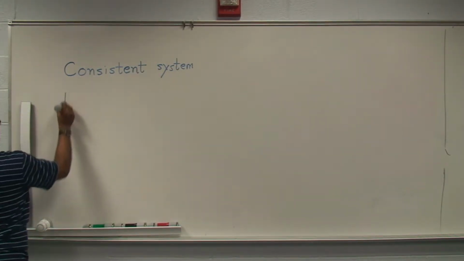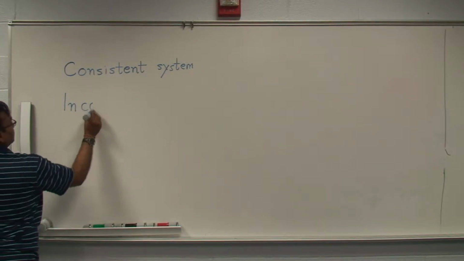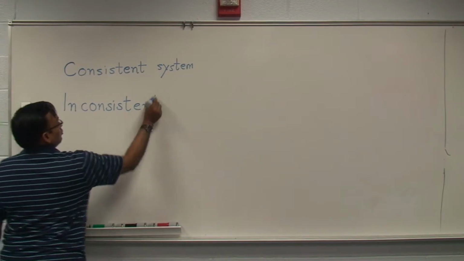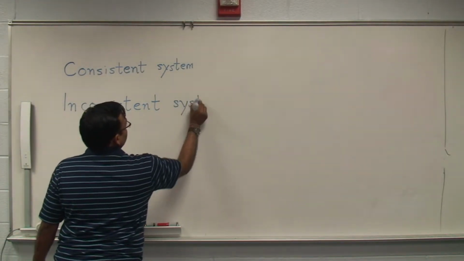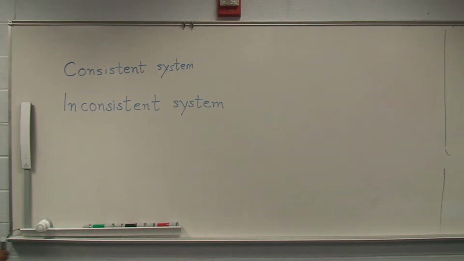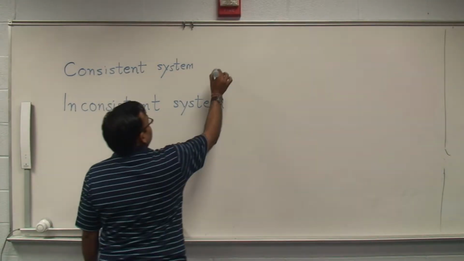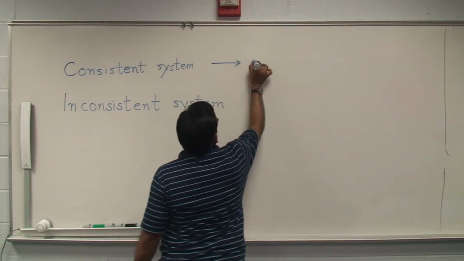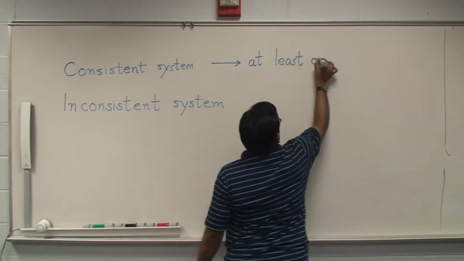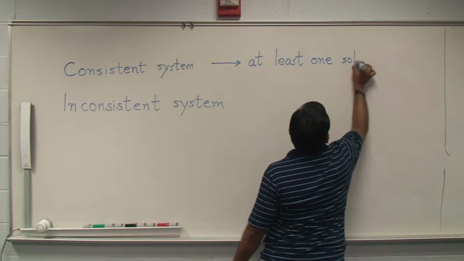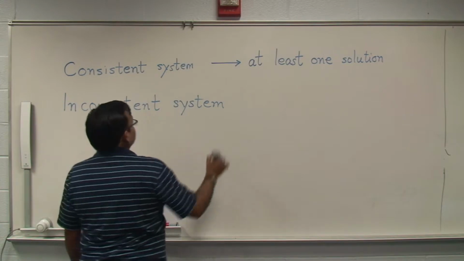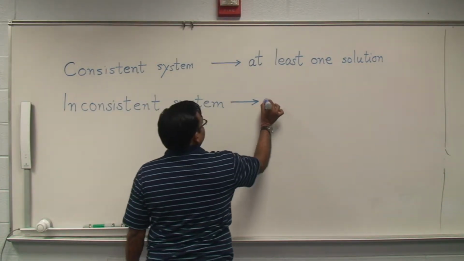And the other we will call as the inconsistent system. Okay. The consistent system means the system will have at least one solution. And the inconsistent system means our system has no solution.